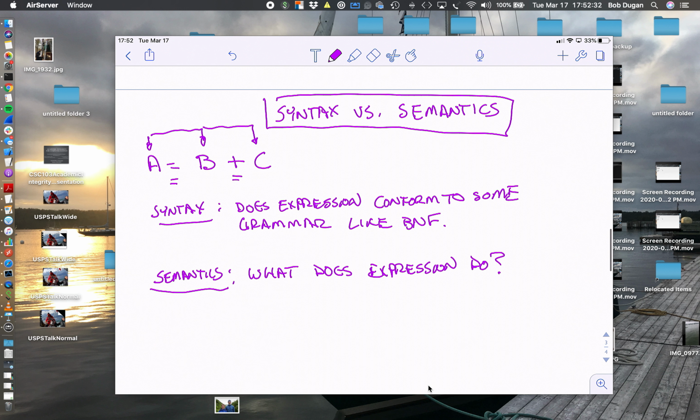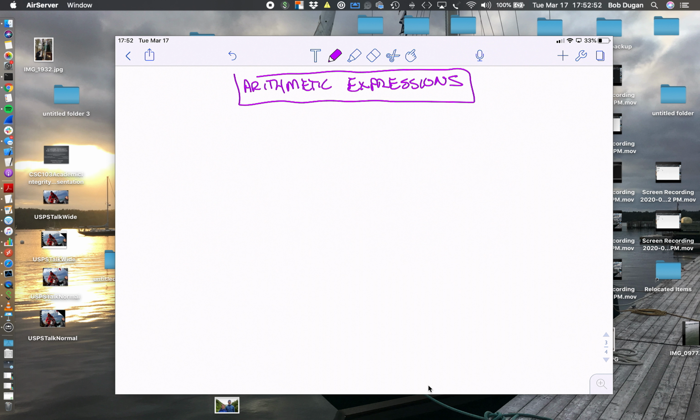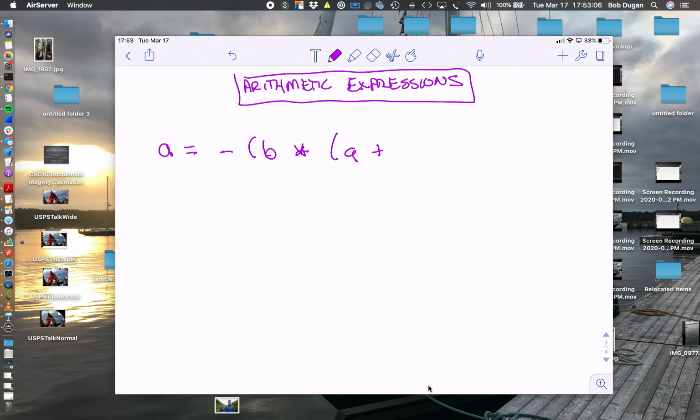That's something that's a much deeper level of understanding. Okay, so now what I want to do is start talking about different kinds of expressions. So I'd like to take a look at arithmetic expressions. And I want you to consider this expression. A equals minus B times A plus C. Okay?